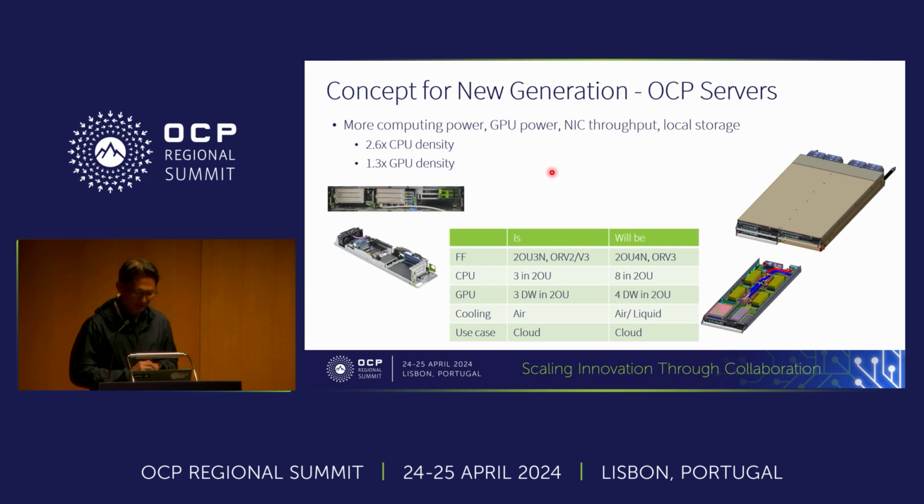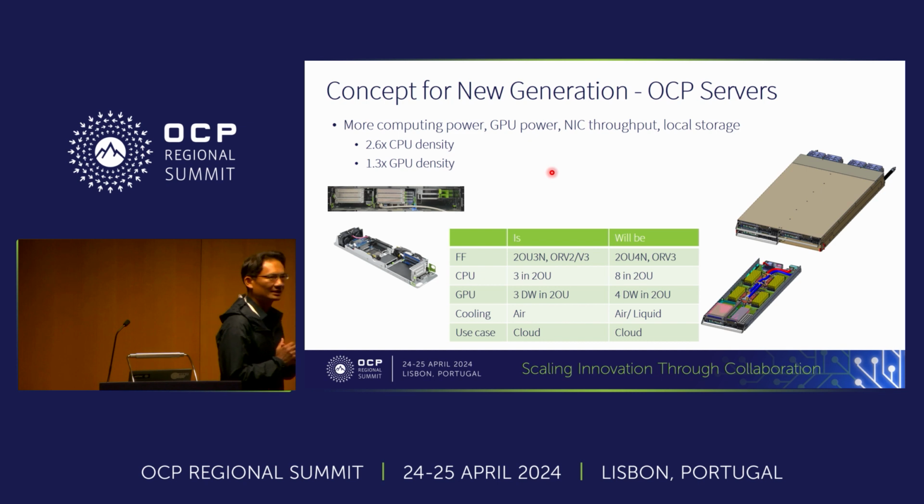So again, CRAN first. Right now the server we shipped, or we contribute to the OCP marketplace, is on the left. It's a 2OU 3-node platform. So I list the major spec on the left. And the one on the right is a new generation.